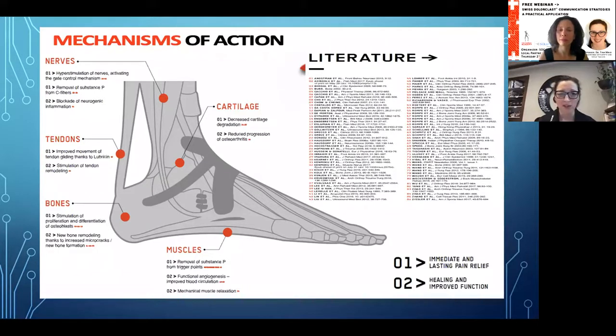It also, if we talk about bones, we talk about proliferation and differentiation of osteoblasts and new bone remodeling. So stress fractures, things like that. New bone formation can be really useful and proven to work.